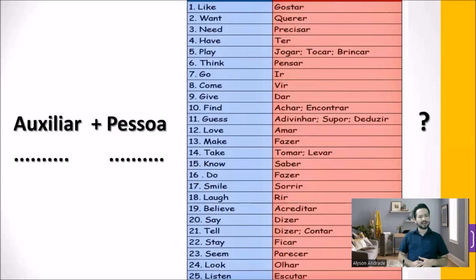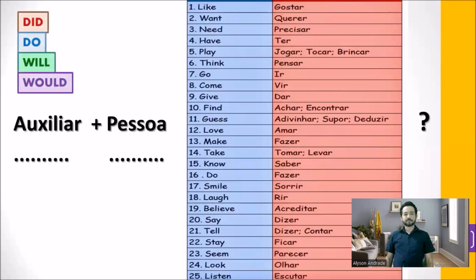O Pedro teria coragem para estudar inglês? Sure, he would. Né? Okay, so my suggestion is that you practice all this list of verbs, try to memorize, try to create questions with all those verbs, okay? So you will be very fluent soon.